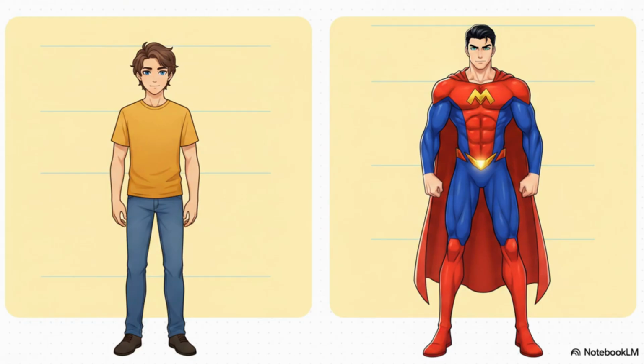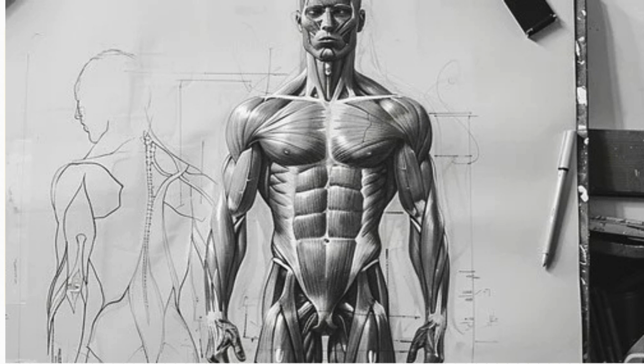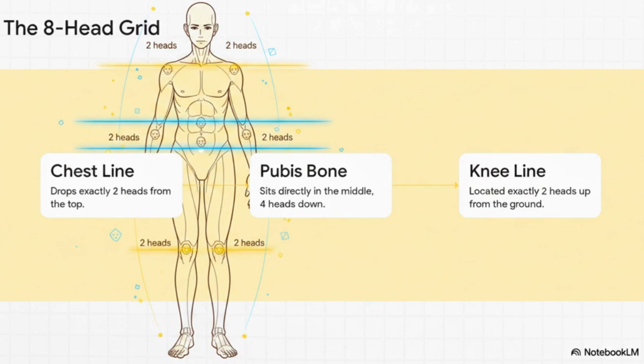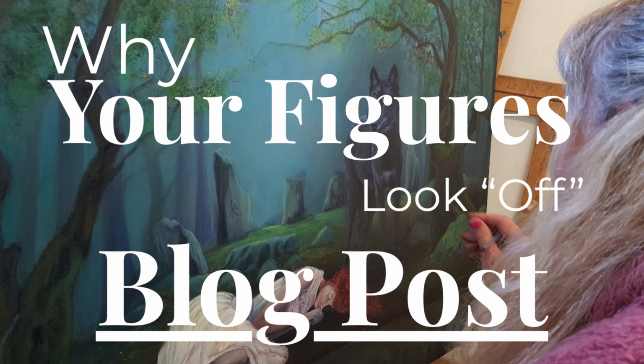8.5 heads. And interestingly, most of that extra height doesn't come from a longer neck. It almost all comes from a dramatically larger chest and much longer legs. If you're blocking out an ideal 8-head figure, mapping these specific head unit milestones is an absolute game changer.